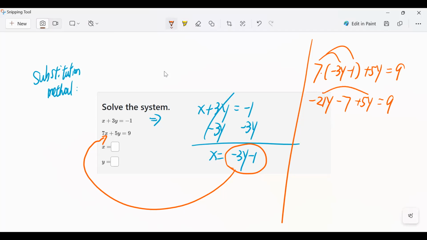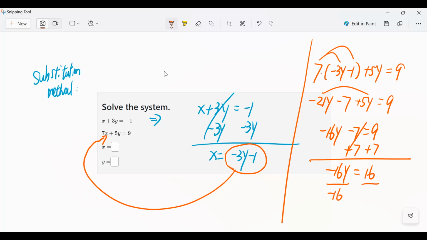Combine those two: -21y plus 5y is -16y, and -7 equal to 9. So we add 7 to both sides of the equation, cancel that, -16y equal to 16. We divide both sides of the equation by -16, cancel that, and y is by itself. Plus over minus is minus, 16 by 16 is 1. So y equal to -1.